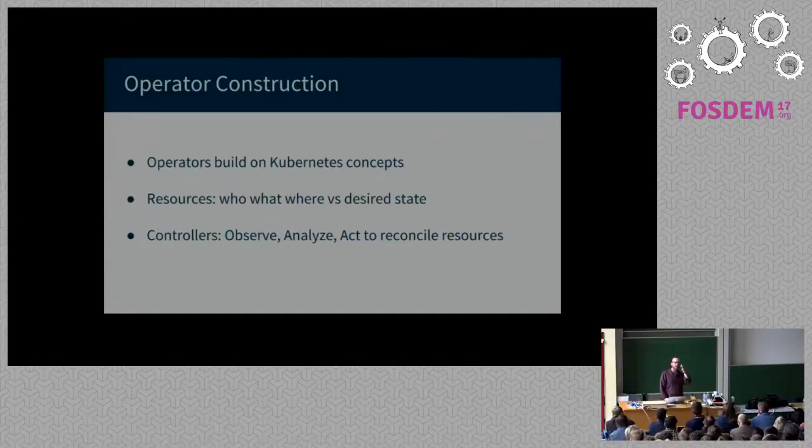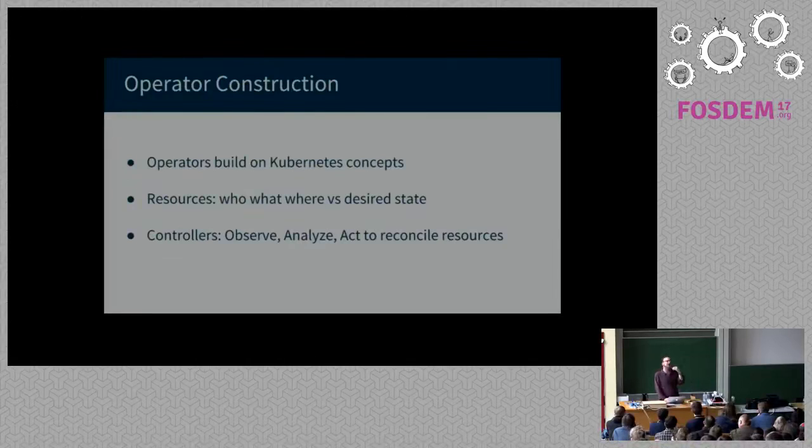Well, it's by building on 2 basic Kubernetes concepts and extending them for our purposes. The first are resources, who, what, where in the cluster, and what is our desired state. And the third-party resources mechanism gives us a way to extend that for non-native members of the API so that we can add our own types to the Kubernetes API.